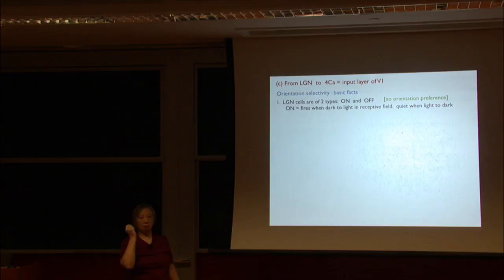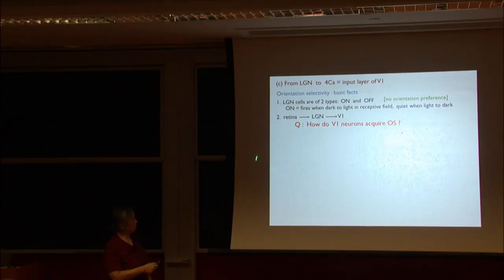Now the interesting thing is that the retinal ganglion cells and LGN cells are kind of similar. They only go from light to dark, dark to light like that, and they have no orientation selectivity at all. And yet V1 cells prefer edges. So why is it that V1 cells prefer edges?